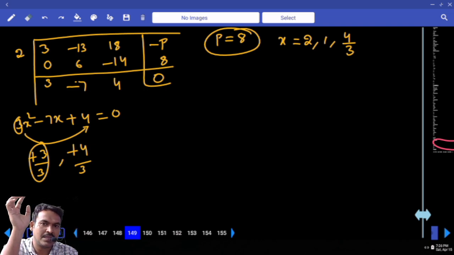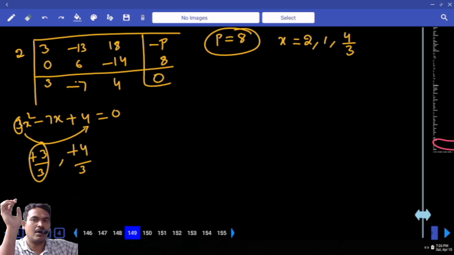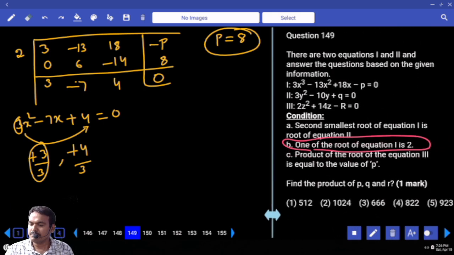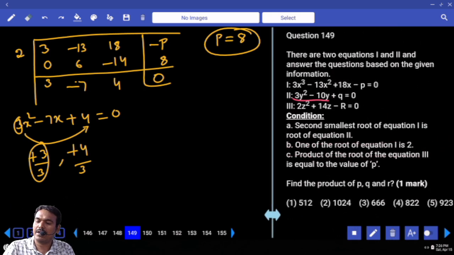Already 2 is given, so it will be split, the cubic equation converted to which one? Square equation. In the square equation we are getting 2 roots. What is the first root? 3 by 3. Second root 4 by 3. Next, 3y square minus 10y plus q equal to 0. Suppose q value I write 8.